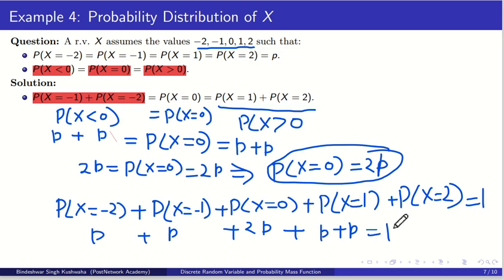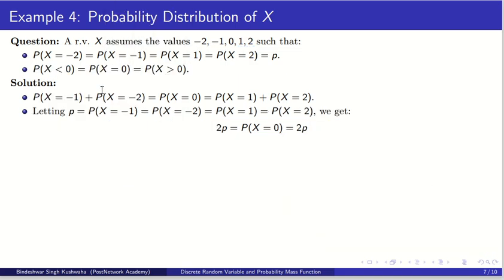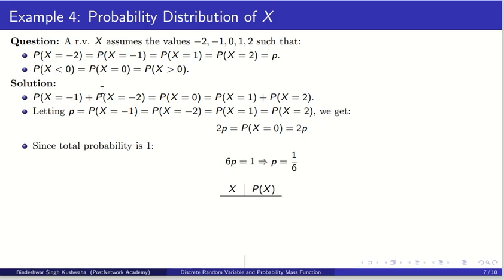From here you can see that 2P, 2P and 2P, 6P is equal to 1. So P is equal to 1 upon 6. Now let us see the same thing here. Since total probability is 1, so 6P is equal to 1 and P is equal to 1 upon 6.